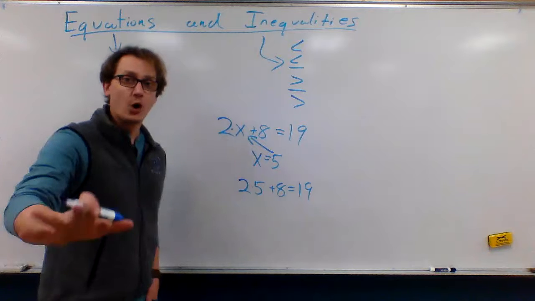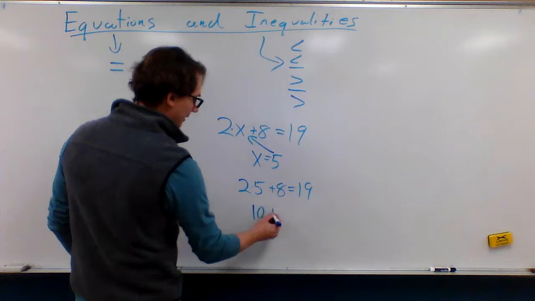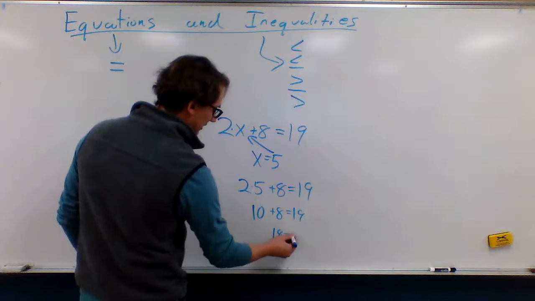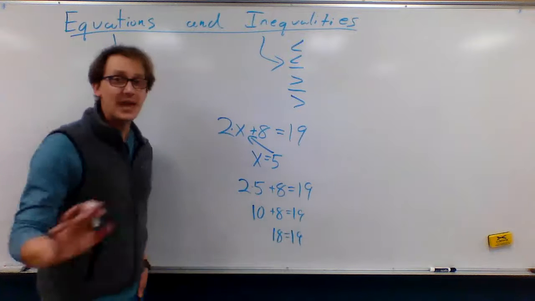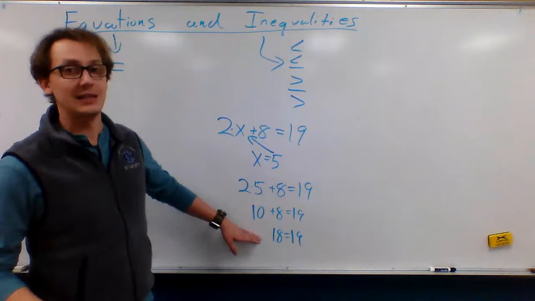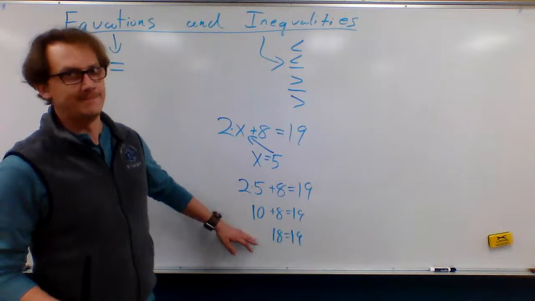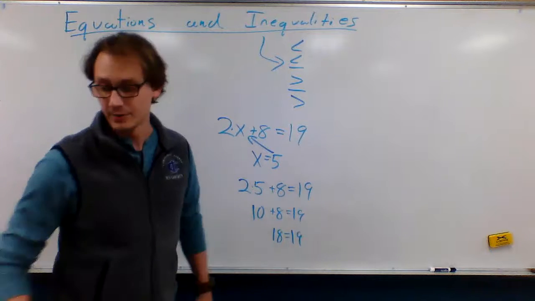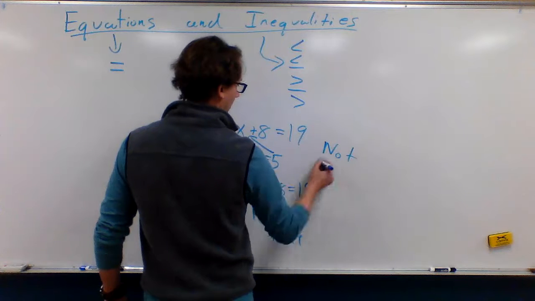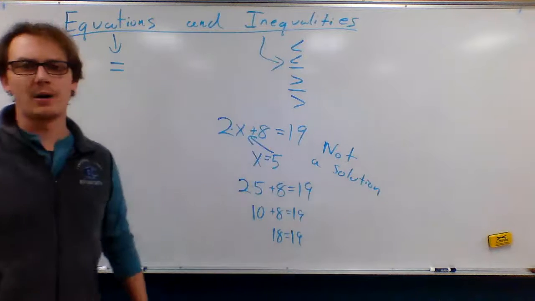If you remember from yesterday, order of operations, we have to do multiplication first. 2 times 5 is 10, plus 8 equals 19. 10 plus 8 is 18. And now we're at the end again, and we ask ourselves a question. Does 18 equal 19? Does 18 equal 19? No. Nope. Those are very different numbers. So this is not a solution to our problem.